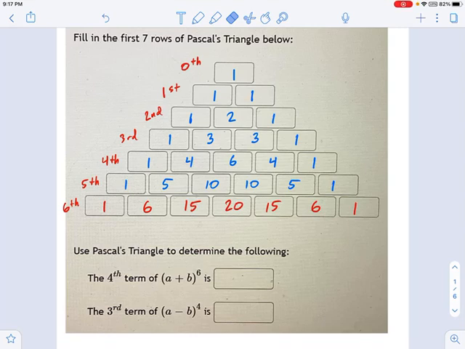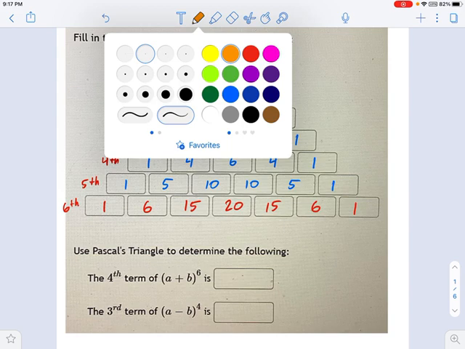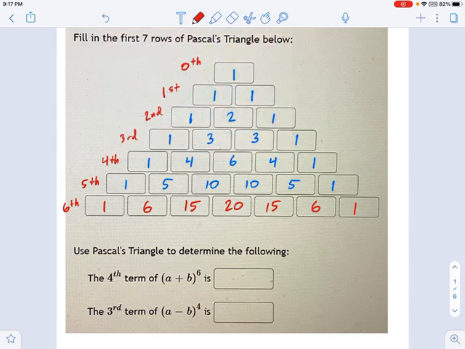A pretty smart guy by the name of Pascal figured out a pattern quite a while ago, and he built it into something called Pascal's triangle. And what this represents is a quick way to do crazy looking binomial expansions. So here's what I mean.